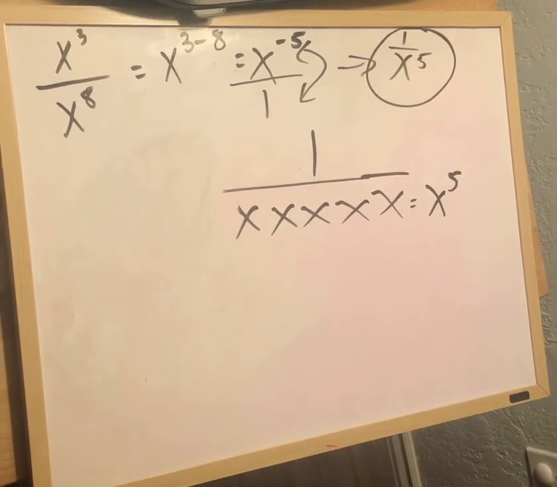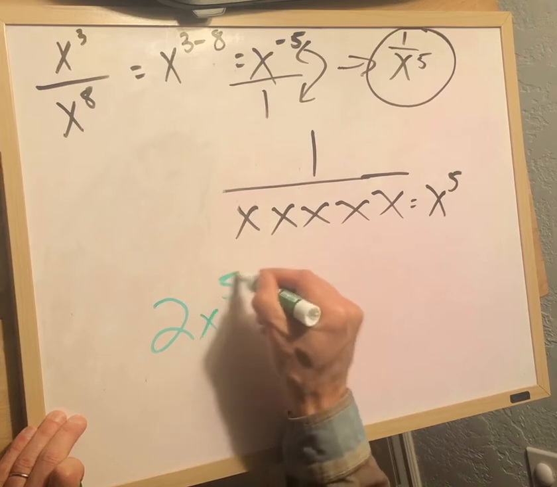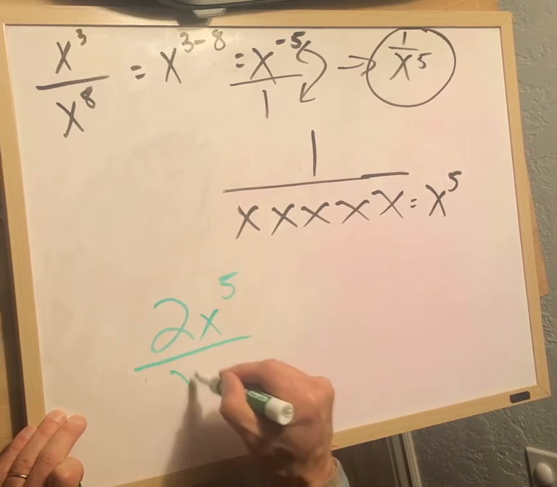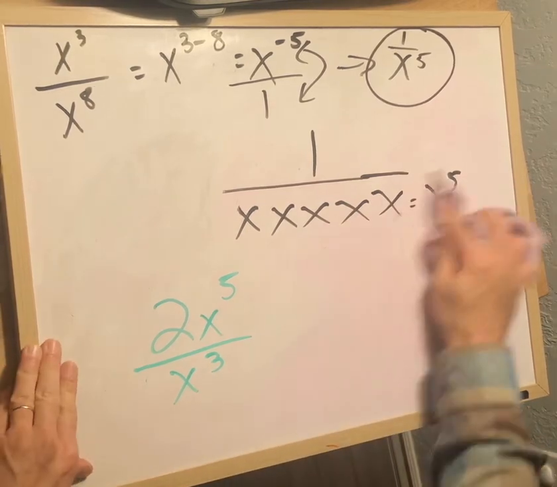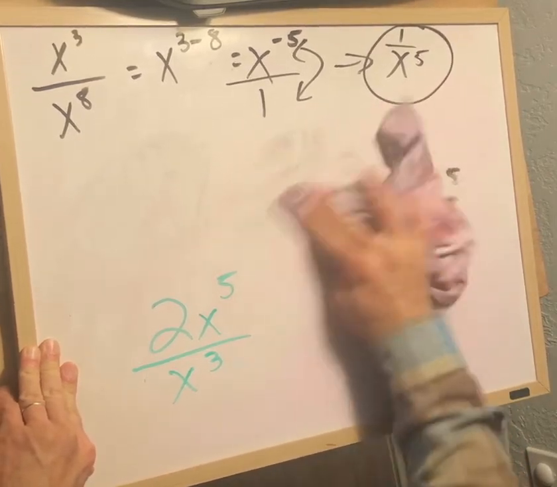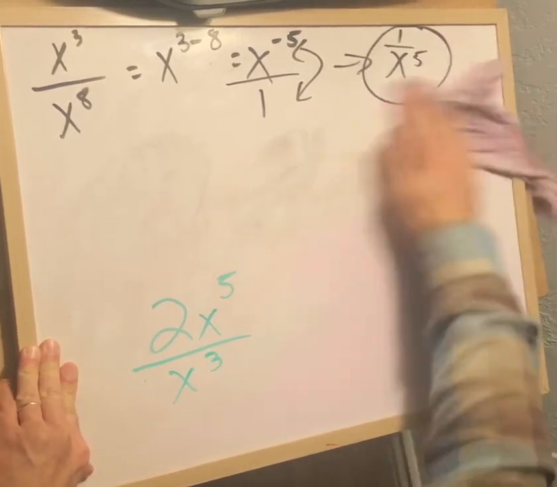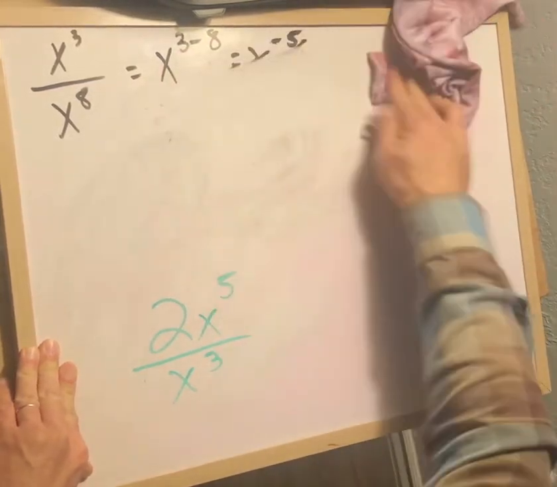All right, now with this, I give you an example. Try and pause the video. 2x to the 5th over x to the 3rd. See if you can do this question. All right, if you paused the video, you should have gotten 2x squared as your answer. If I lost you on how in the world you get 2x squared, I'll show you 2 different ways.